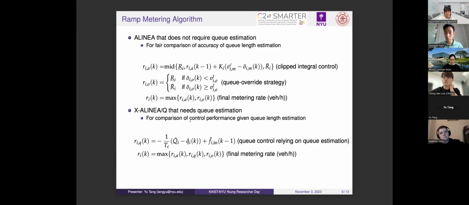And we can see that ALINEA is actually an integral control, and it also uses the queue override strategy to prevent long queues. But the X-ALINEA/Q algorithm additionally considers queue control by using the queue estimation. So it can give smoother metering rate and reduce traffic oscillation.